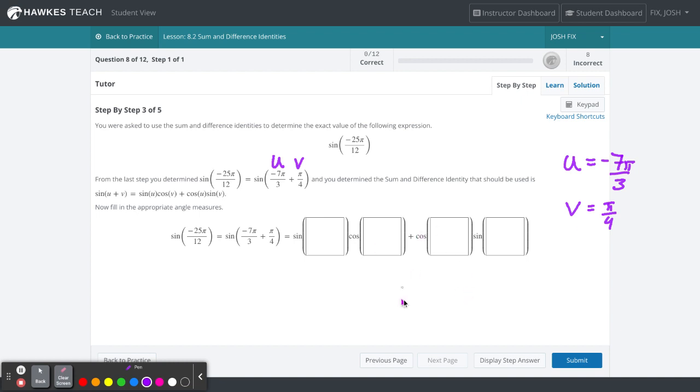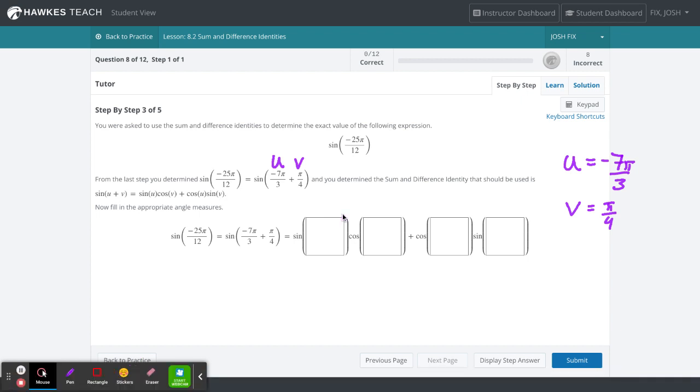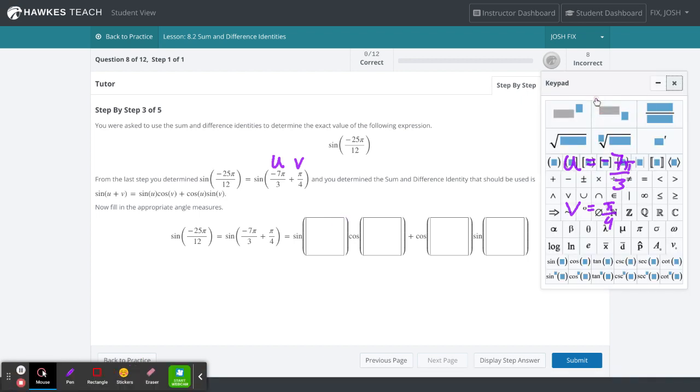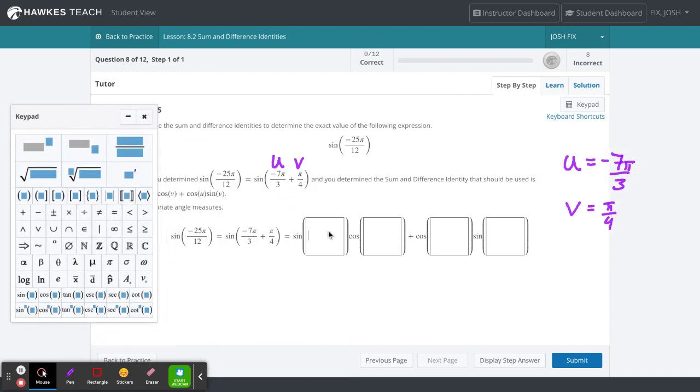Okay, so now we got that. We're now just going to plug in. So this whole situation right here is just like plugging that into our formula, because remember, we're walking our way through this particular problem. All right, so let's pull this over here so it's not in the way. And so this is literally going to be negative 7 pi over 3, excuse me.